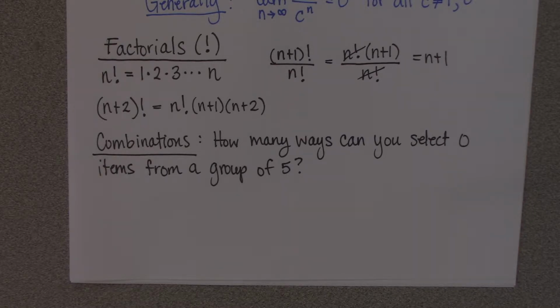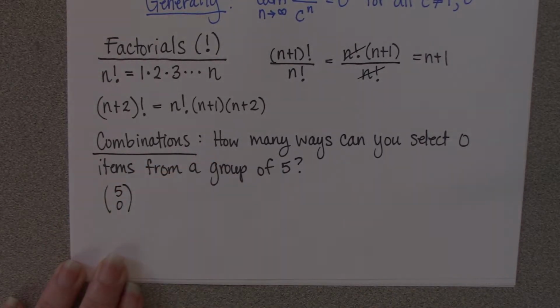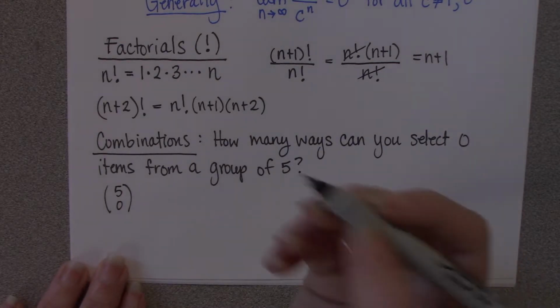Well, there would be 5 different ways. You could have grabbed the first one, or you could have randomly gotten the second one, the third one, the fourth one. So there's actually a formula for this. And the notation we use, right? We say 5 choose 0, right? So it's I have 5 things, but I'm only going to get to pick 0.